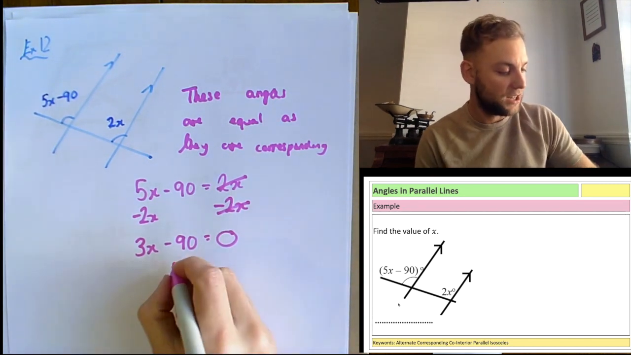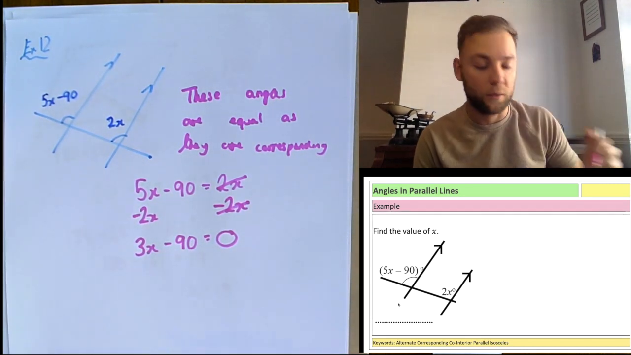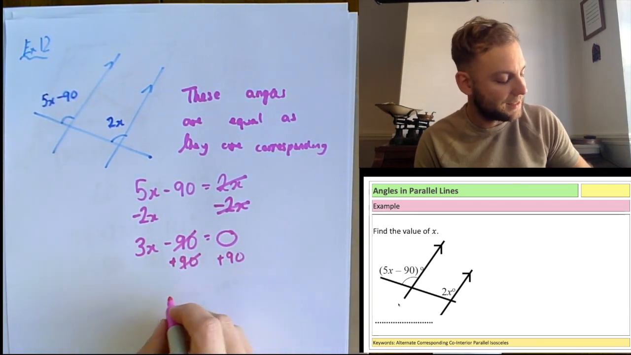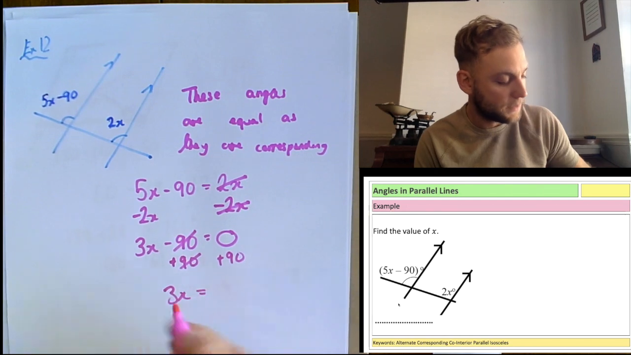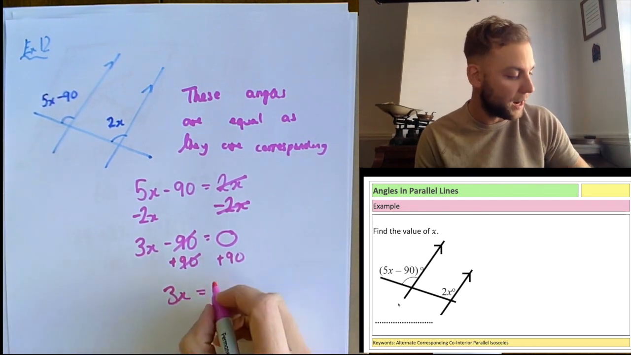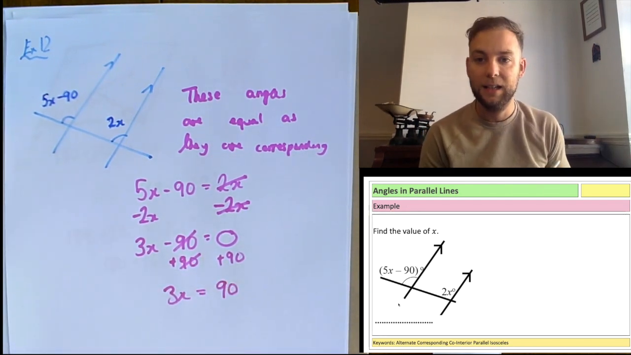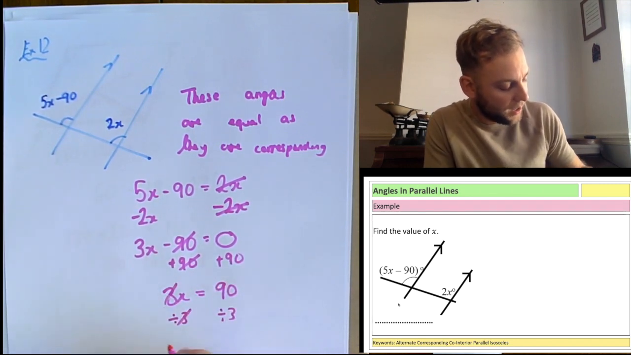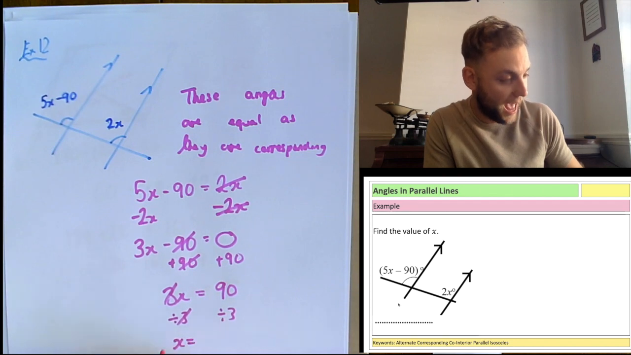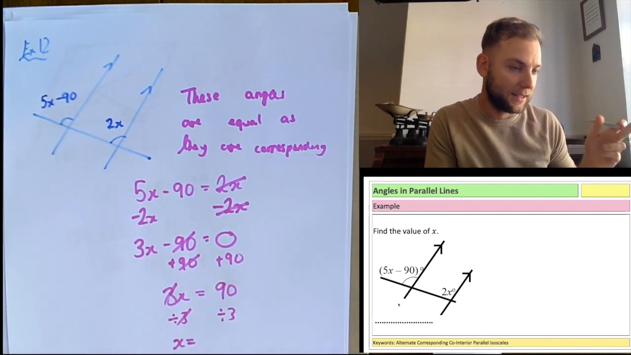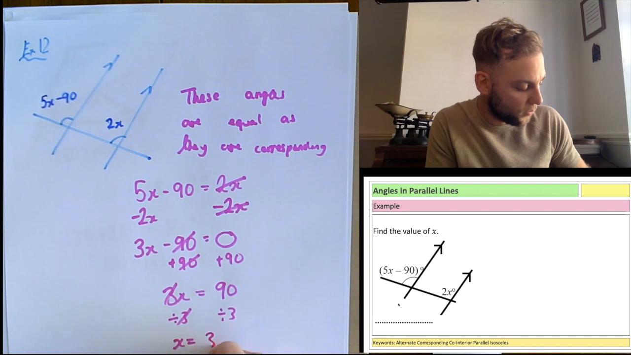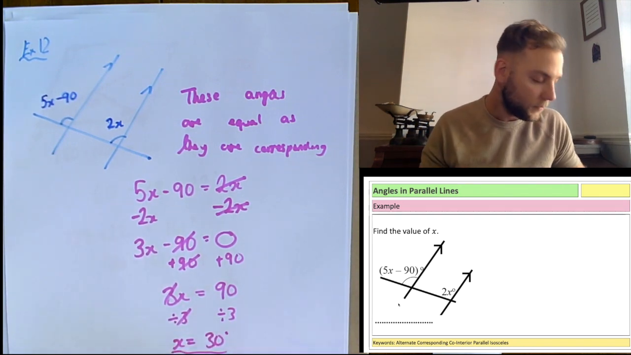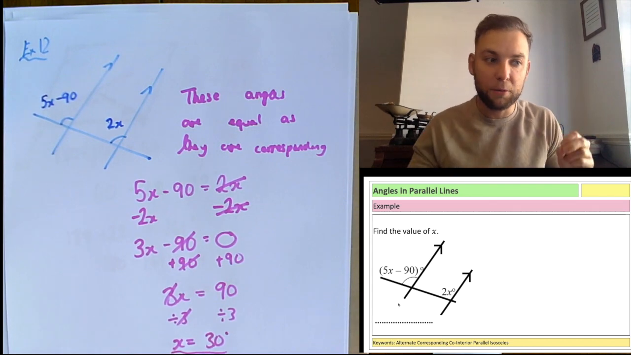The next stage is I want x on its own. That's what solving means. So I need to plus 90 and plus 90. If I add 90 to the left-hand side, I'm just left with 3x. If I add 90 to 0 on the right-hand side, I'm left with 90. Last little stage, divide by 3, divide by 3. Divide the left-hand side by 3, I get x. Divide the right-hand side by 3, I get 90 divided by 3, which is 30 degrees. So, when I finished that, I found out what x is.